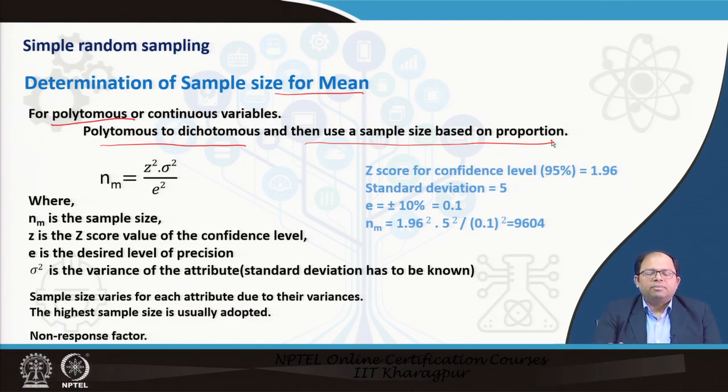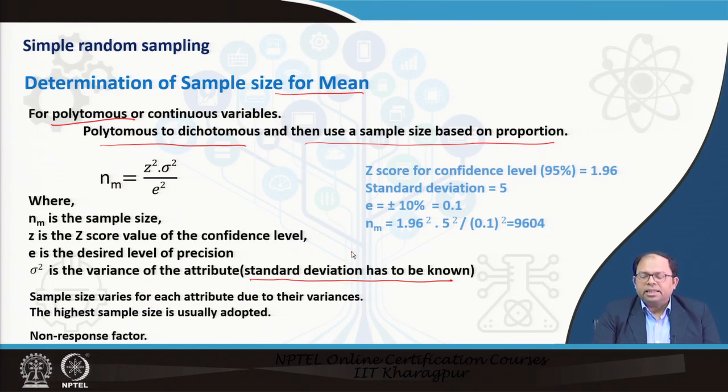So in case of determination of sample size for mean, the formula that is used is Nm equal to Z squared into sigma squared by E squared, where Nm is the sample size, Z is the z-score of the confidence level, E is the desired level of precision, and sigma squared is the variance of the attribute. This means the standard deviation has to be known, then only we can compute the variance. And sample size varies for each attribute, that I will come to later.